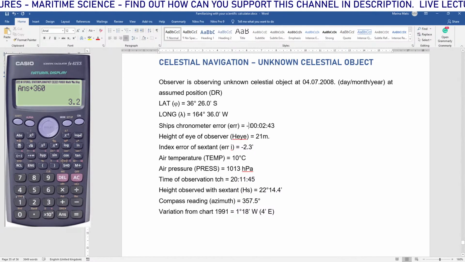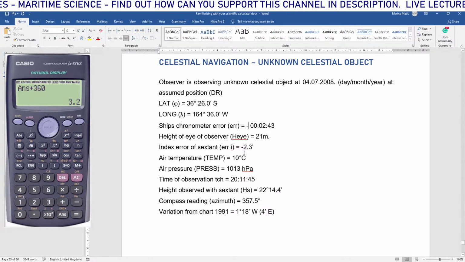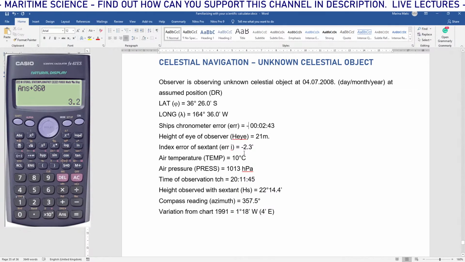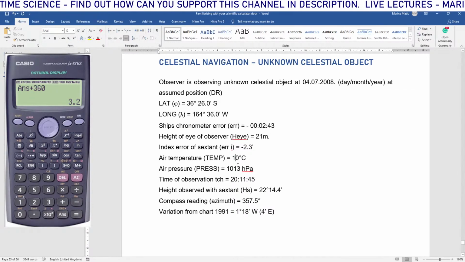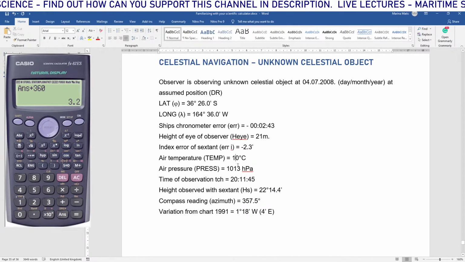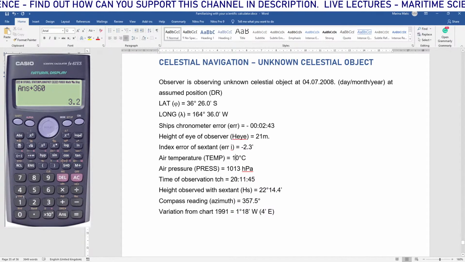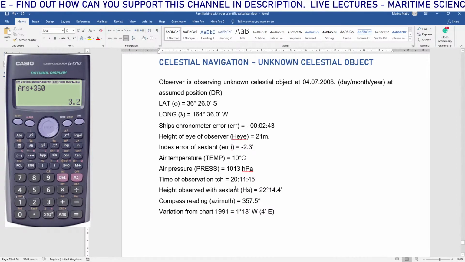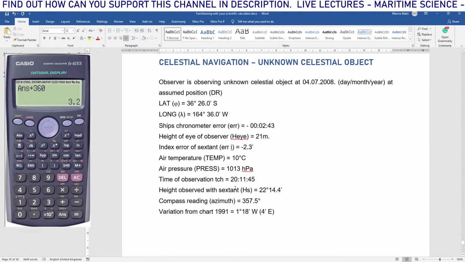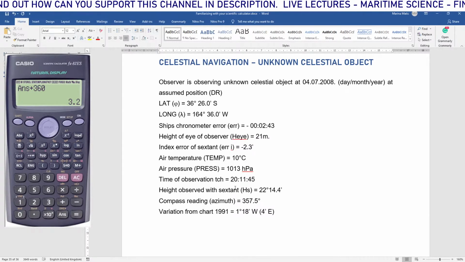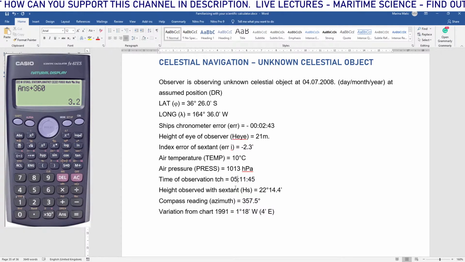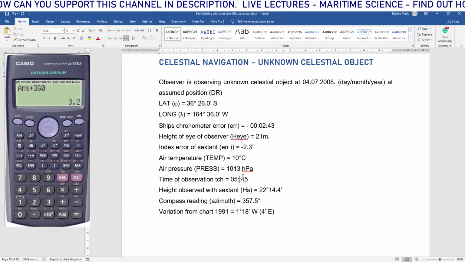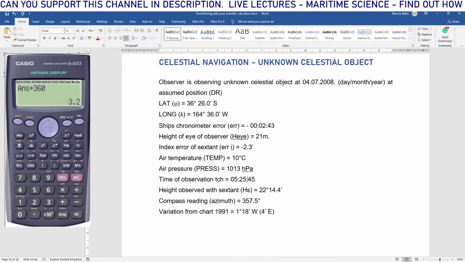Height of eye is 21. It's the same ship, so the same sextant, same error, negative 2.3. Temperature is the same, 10 degrees and 1013 hectopascals, so that's the same. And height of observation, let's first get the time of observation. Time of observation is 05:25:48.